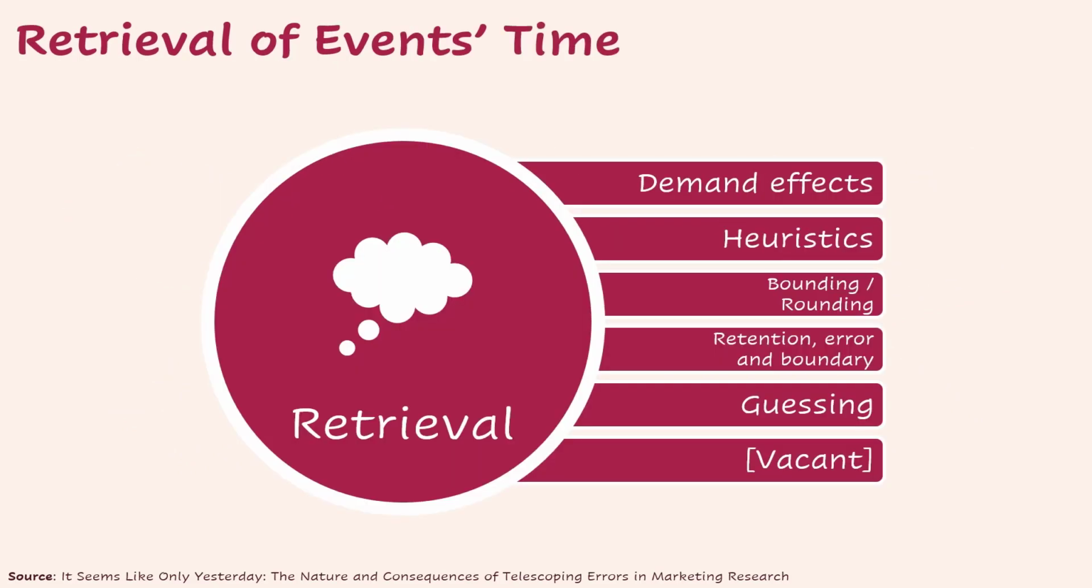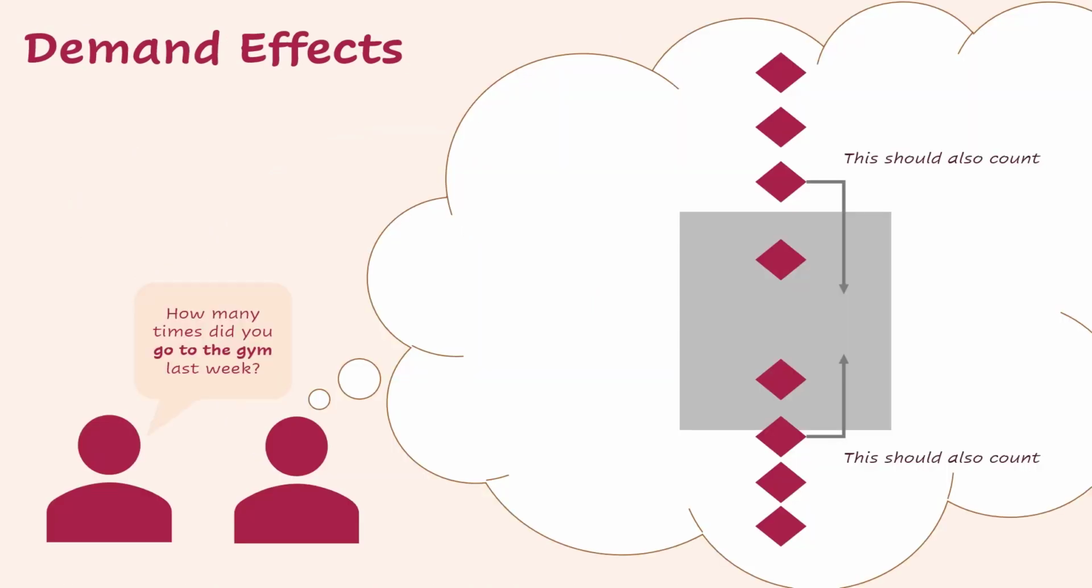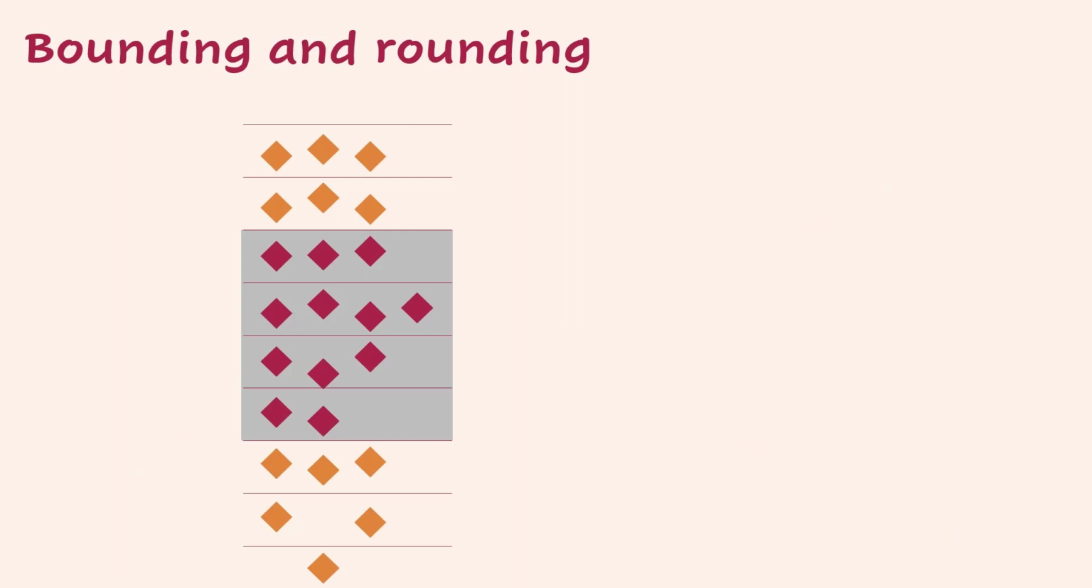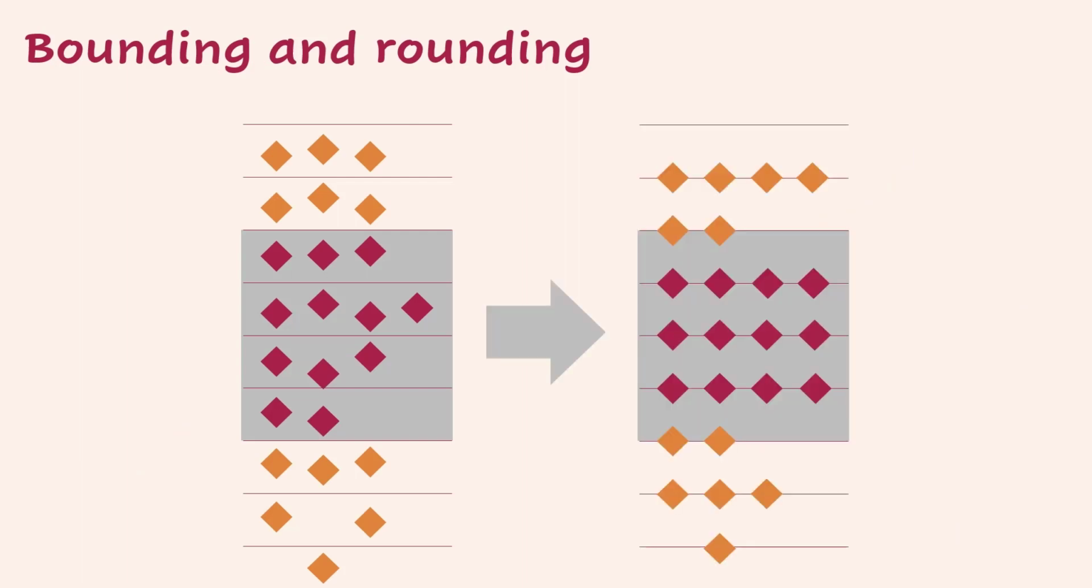Let's understand the different models of events time retrieval. Demand effects is about the intent of pleasing oneself or the interviewer. The subject will try to increase the count by moving the event state. Of course, this only works as long as the type of event is good or desirable. Again, heuristics is about practicality, energy efficiency, about substituting the original question with an easier one to answer. When a boundary is given, the subject will naturally move events towards the time frame. Rounding will make this worse.